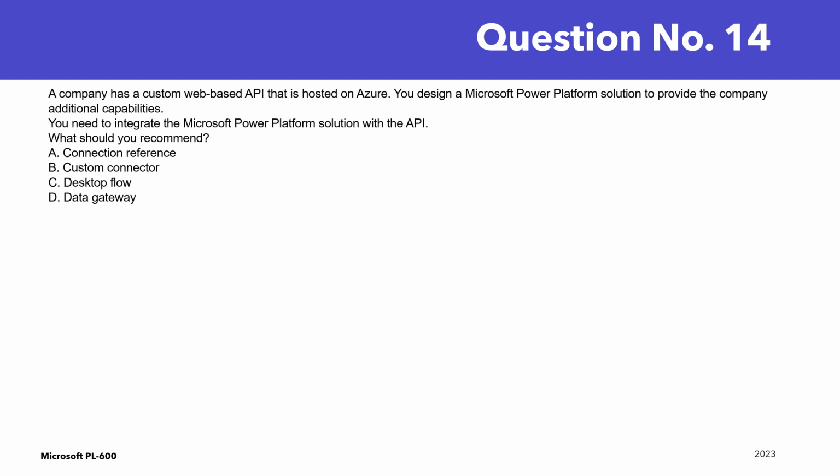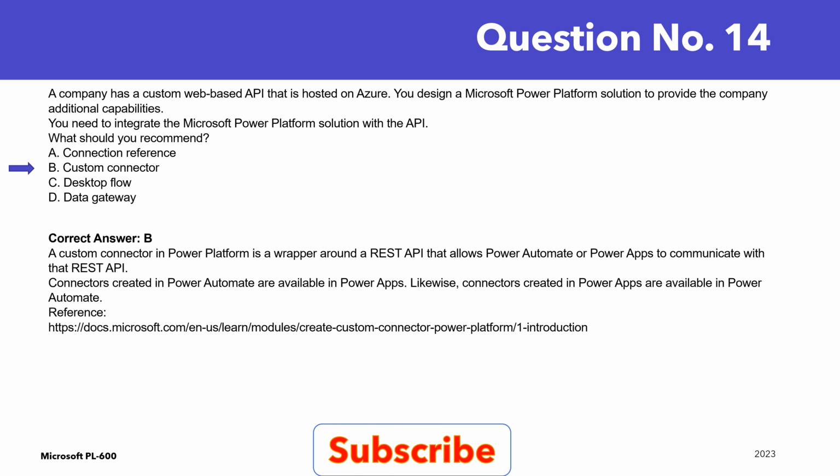A company has a custom web-based API that is hosted on Azure. You design a Microsoft Power Platform solution to provide the company additional capabilities. You need to integrate the Microsoft Power Platform solution with the API. What should you recommend? A. Connection reference. B. Custom connector. C. Desktop flow. D. Data gateway. Correct answer: B.